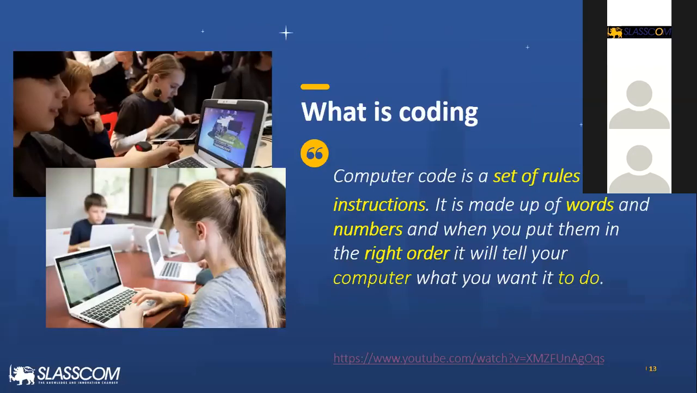Okay, now let's see what coding is. Basically, we know what an algorithm is. Coding by definition is a set of instructions or rules, made out of words and numbers. You put them together in order to tell the computer what you want it to do.